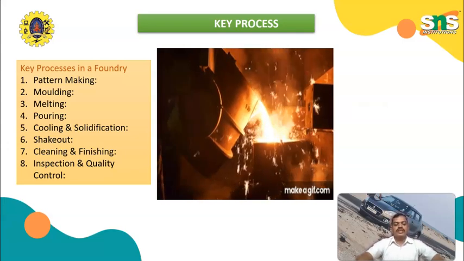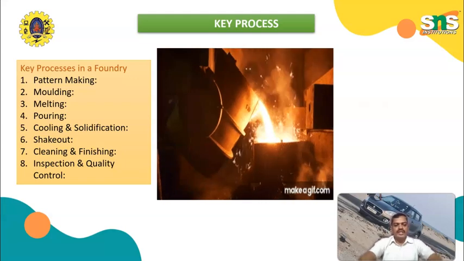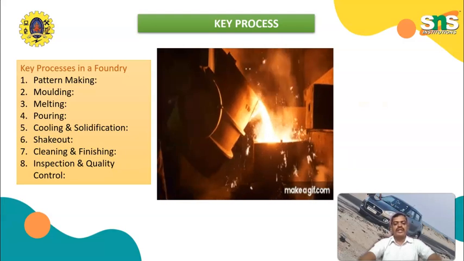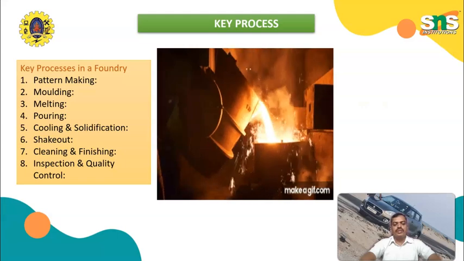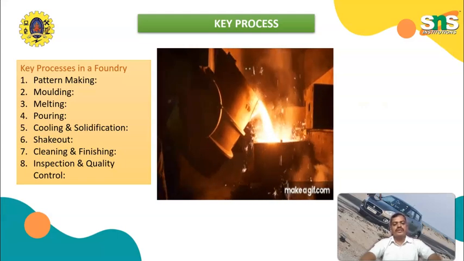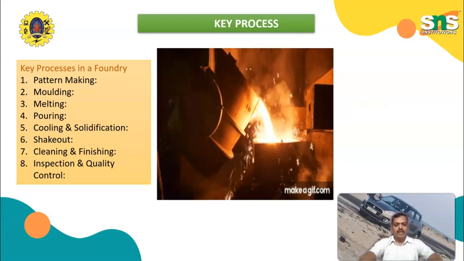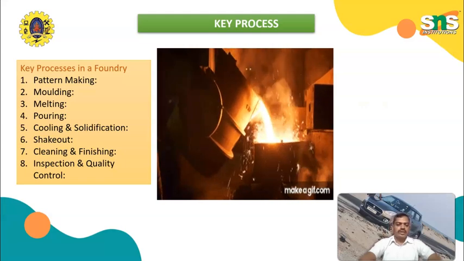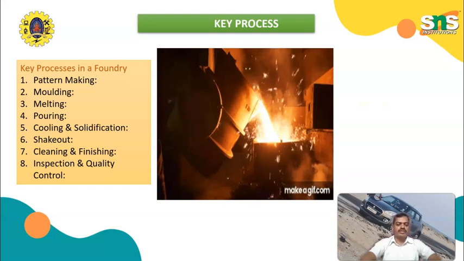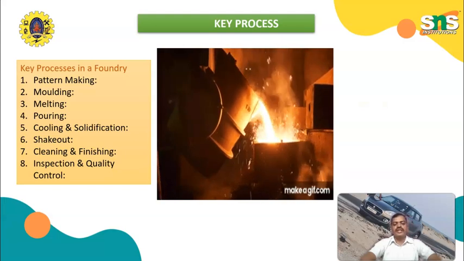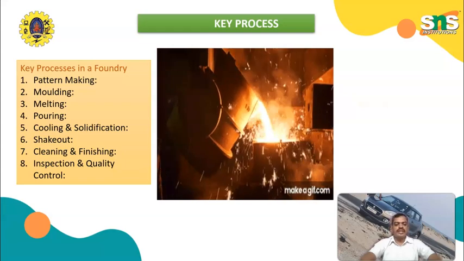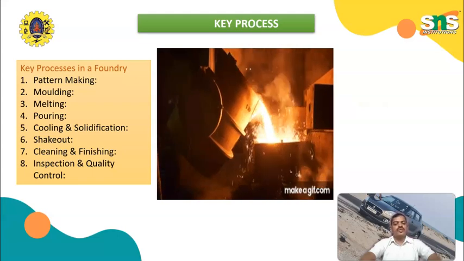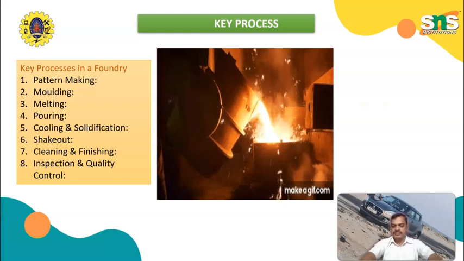Melting is melting different types of metals for the desired shape and size. Pouring, melting the metal and pouring it into the mold. Solidification and cooling, allowing the metal to cool and solidify. Shake out, removing the casting from the mold. Cleaning and fettling or finishing, removing the excess material and surface cleaning. Inspection and testing, checking the quality and accuracy of the castings.